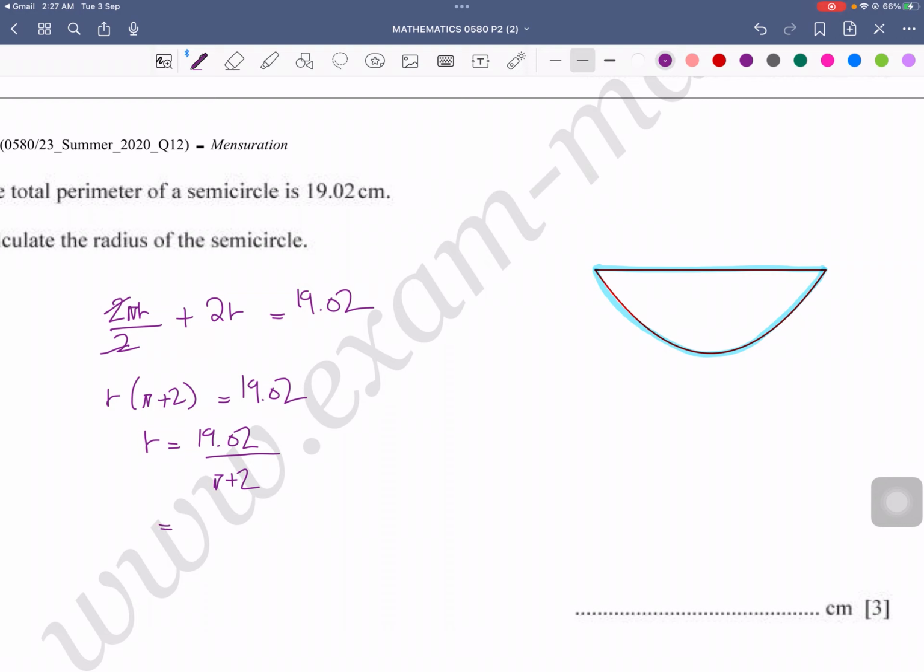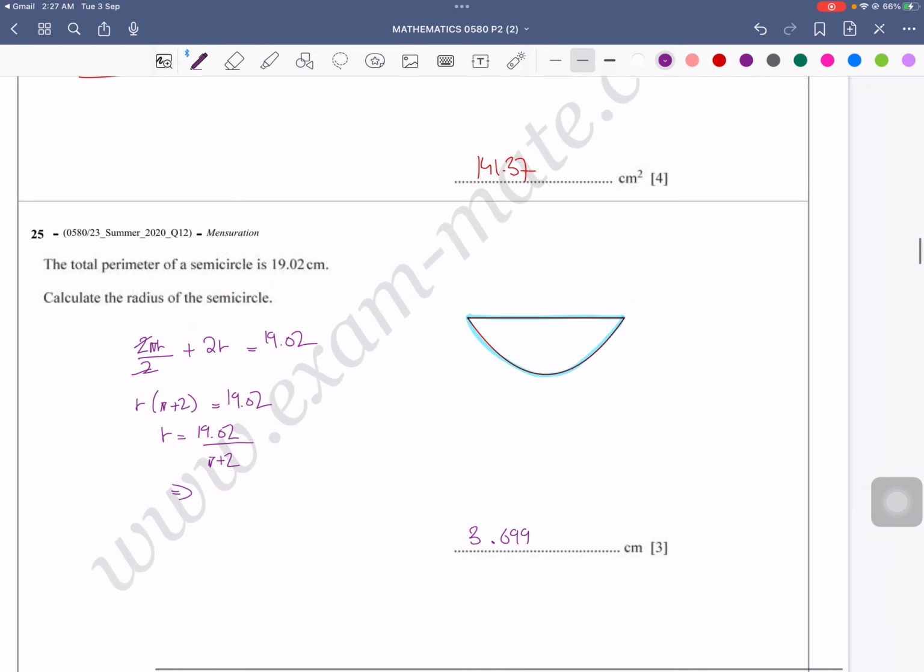If we calculate it, we will get our answer, that is 3.699, right? I hope there's nothing missing here, guys.